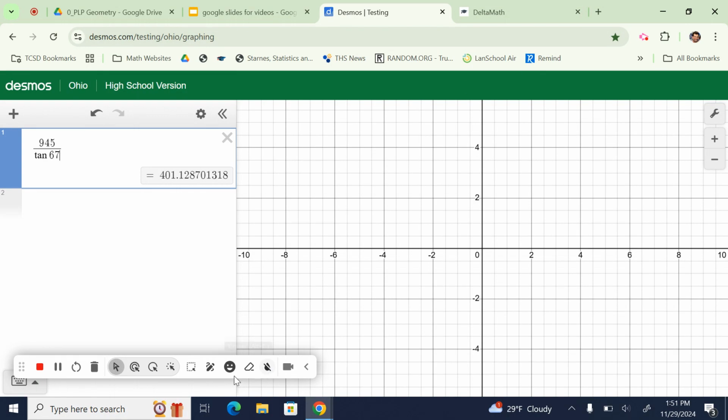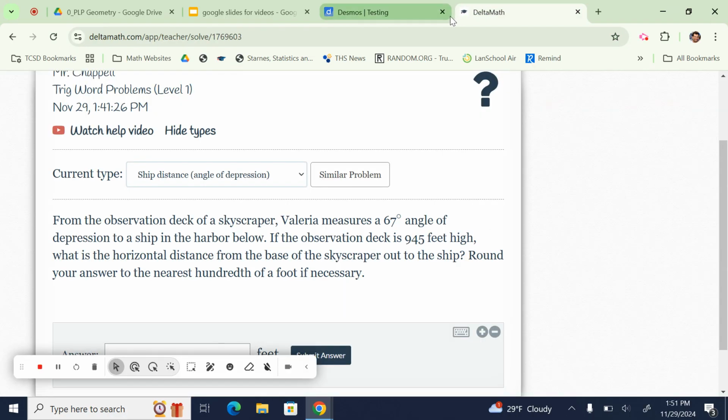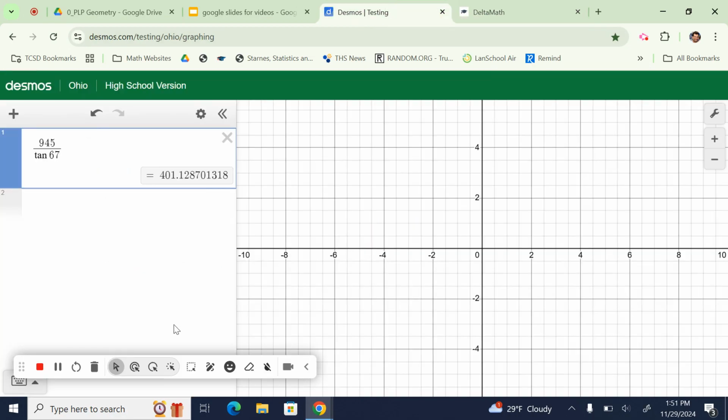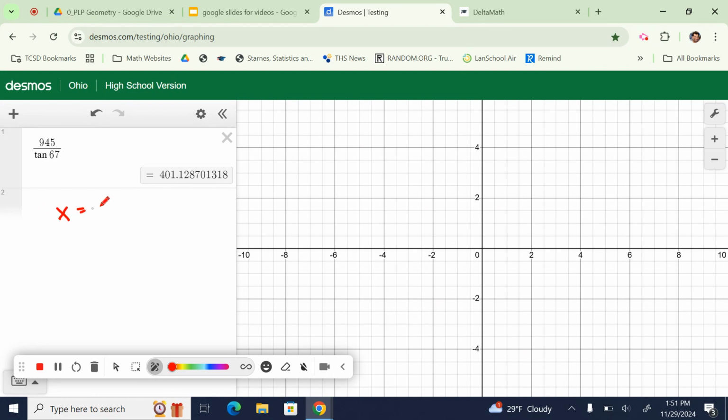And let's assume it said round, well, let's say, what's it say? Round to the nearest hundredth, right? So that's 2 decimals, right? So if I look at this problem, X would be 401.128. So again, hundredth. So this is the hundredth place. That 8 is going to round the 2 up to a 3. So our horizontal distance is 401.13 feet. And there we go.